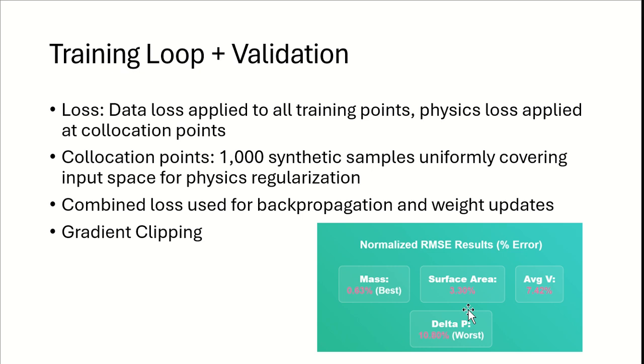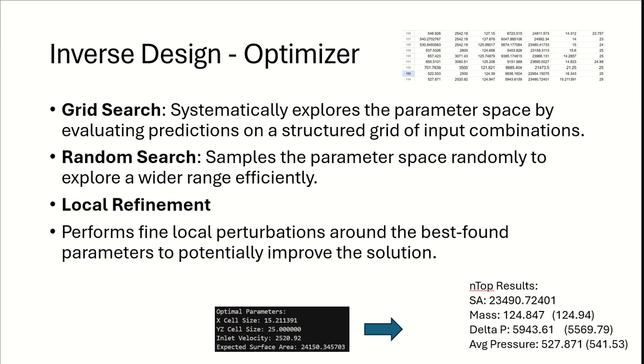It didn't converge as well for the delta P as it did for the mass and surface area, and average velocity was also reliant on velocity inlet, so there was a little bit of error there. So I'll go on to the inverse design.